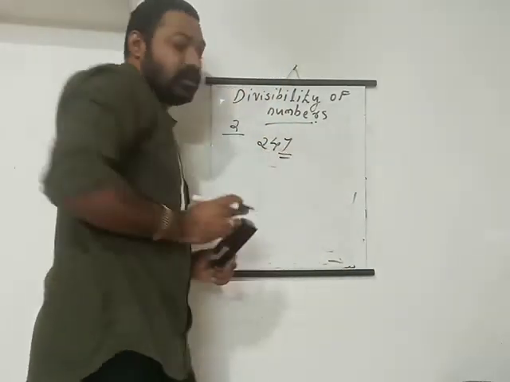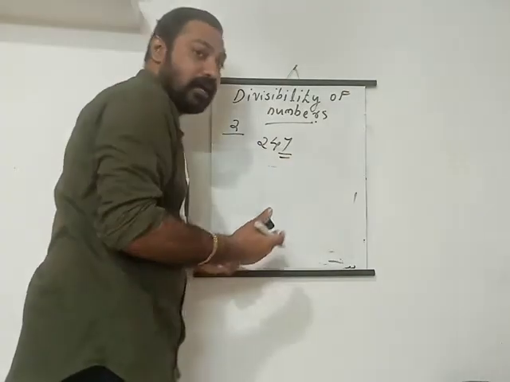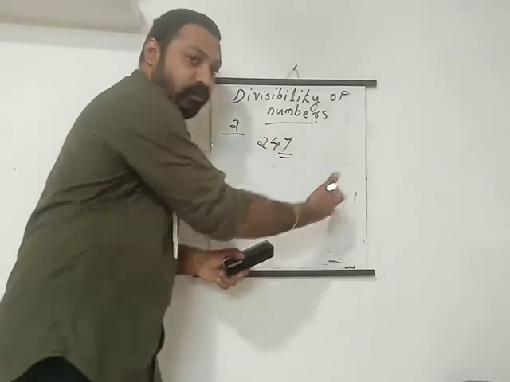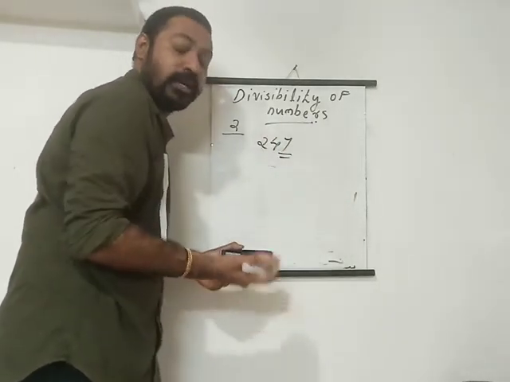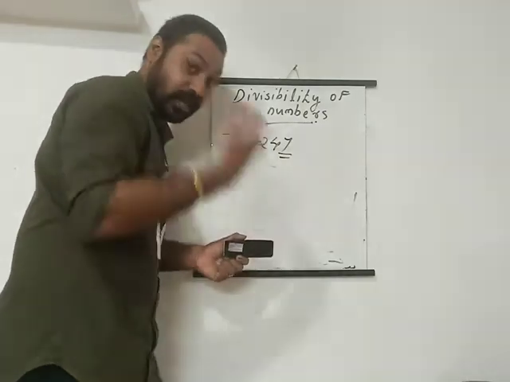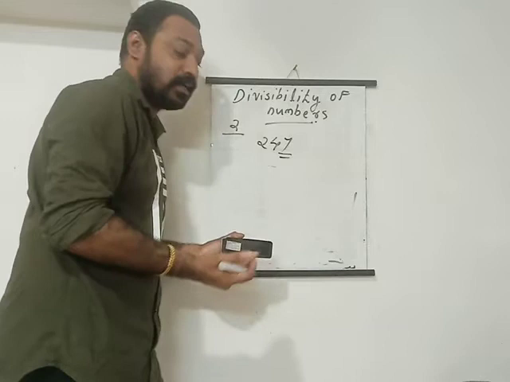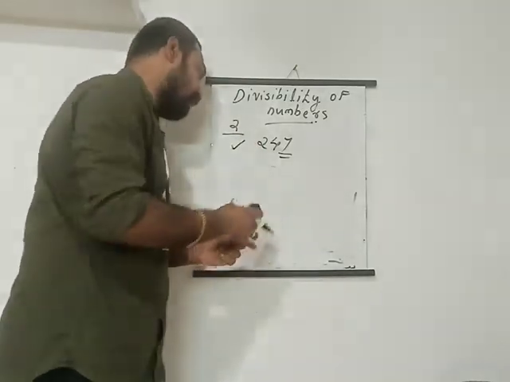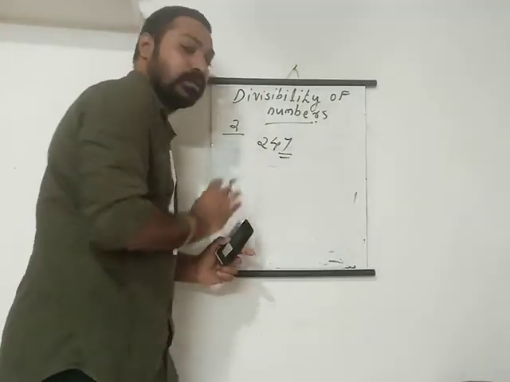In the case of divisibility checking, we need not divide the numbers every time. When we divide, maybe we get a remainder, or maybe we don't. If we get a remainder, that means it is not divisible. If we don't get a remainder, the number is divisible by that number.